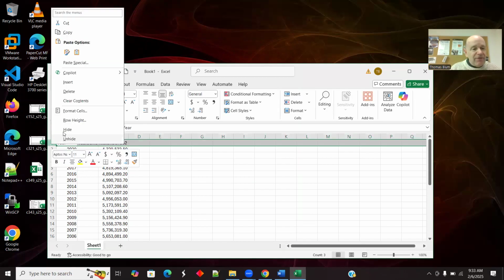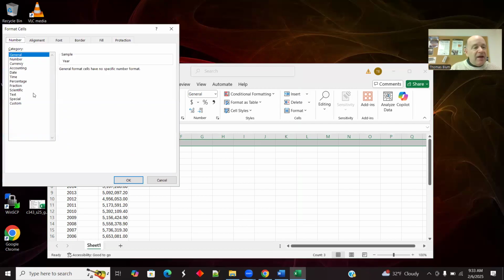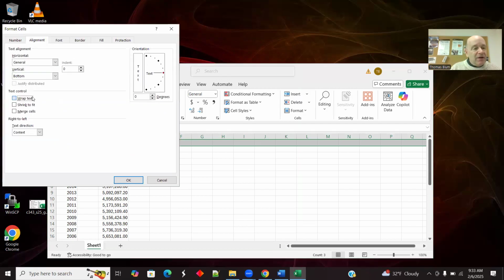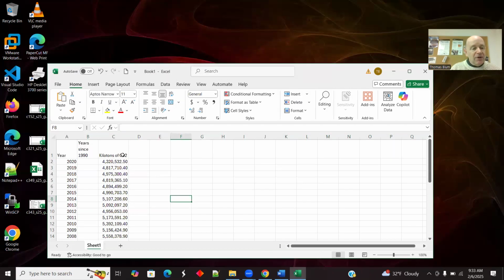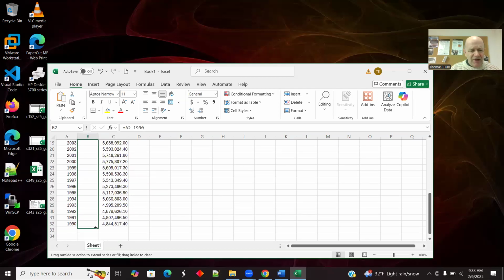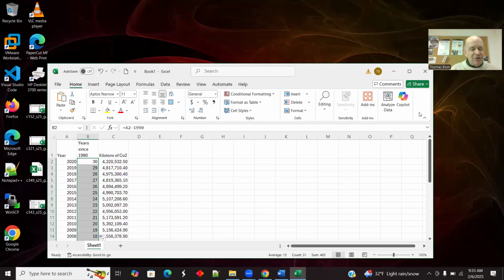There's a column, and I'll say years since 1990. Maybe I'll right click and format that column, and with alignment, I'll wrap. Okay. And then I'm just going to enter here equals our year minus 1990. So now our years are not starting in the thousands, but they're 0 to 30. So, a little more reasonable values.